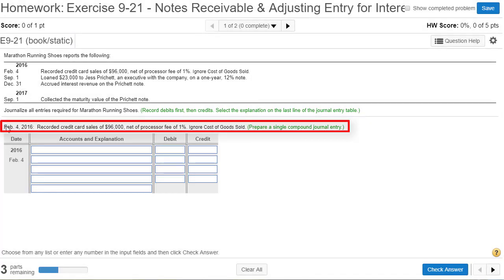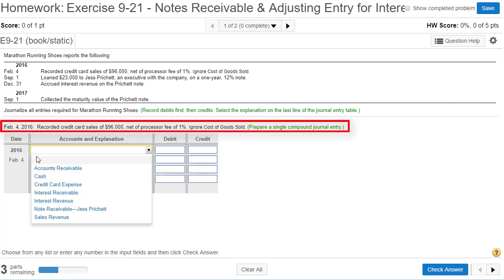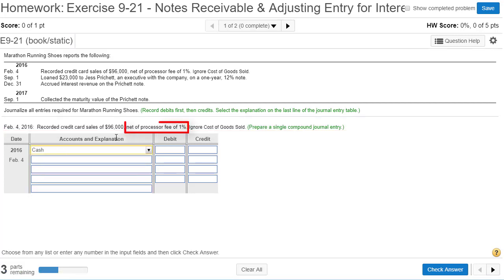February 4th. Recorded credit card sales of $96,000, net of processor fee of 1%. And then we're just going to ignore cost of goods sold just to keep everything simple. So what's going on here is we made some credit card sales, so we're going to get some cash. But notice it says net of processor fee. So we have to take out the processor fee of 1%. Processor fee means the company through which you accept credit cards, and then they process the credit card transactions for you. And their fee is 1% of the sale.